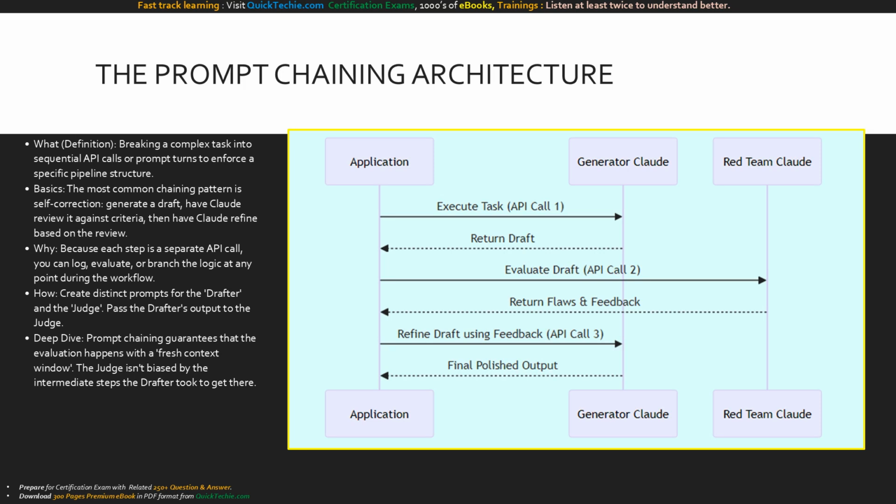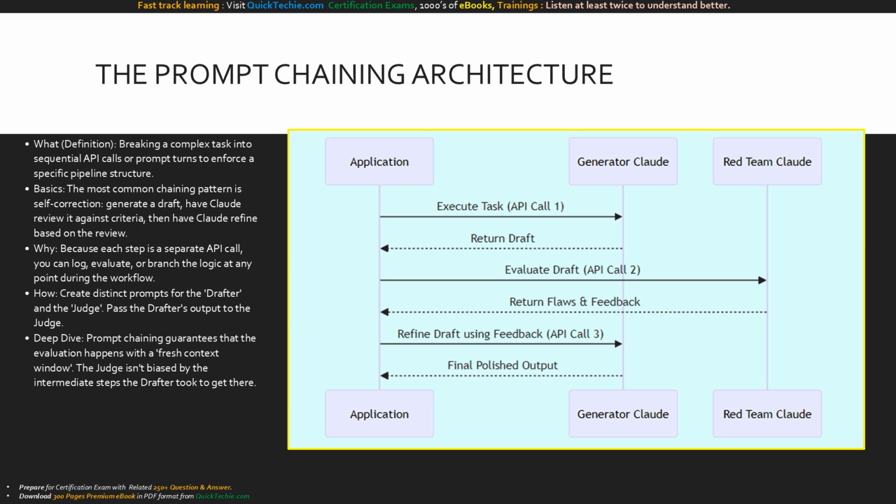To implement a red team, we use an architecture called prompt chaining. What is this? It involves breaking a complex task into sequential API calls to enforce a specific pipeline structure. The basics rely on the most common chaining pattern for self-correction. First, generate a draft, then have Claude review it against criteria, and finally have Claude refine it based on that review. Why is this powerful? Because each step is a separate API call, which means you can log, evaluate, or branch the logic at any point during the workflow. How do we build it?